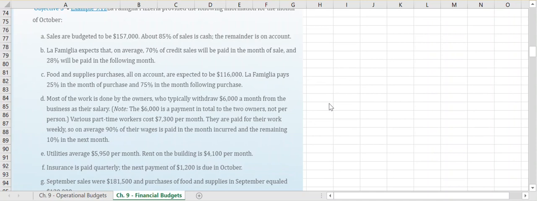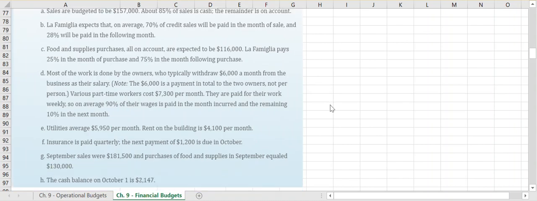So in the month of the sale, they collect 70% of those on-account sales, and the remaining 28% is collected 1 month later. All of their food and supply purchases are all done on account, and in the month of October, they expect to purchase $116,000 of food and supplies. They pay 25% of their on-account purchases in the month of the purchase, and 75% 1 month later.